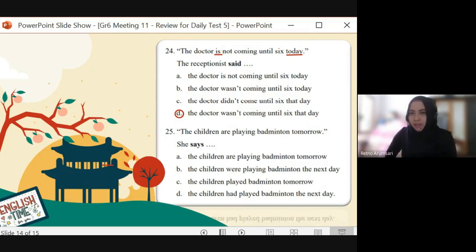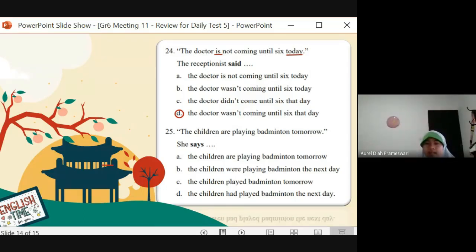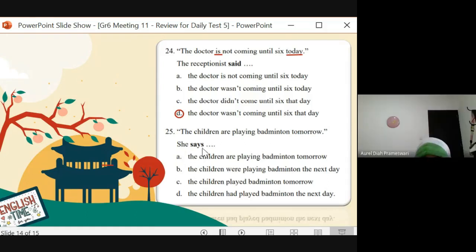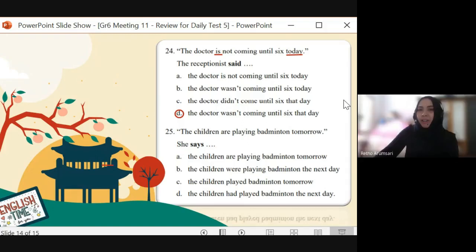Next. The children are playing badminton today. She says the children are playing badminton tomorrow. Yes, that's right. You don't change the verb and the time because the same word is says.